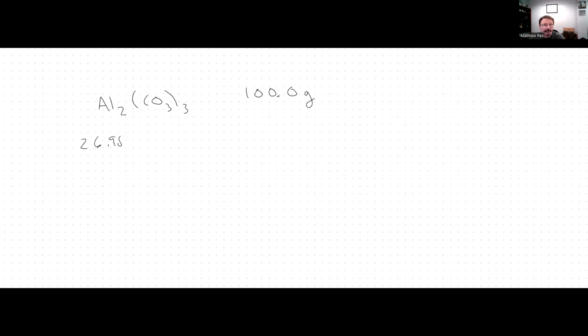So we take that times 2. Plus we have 3 carbonates, which means we have 3 of everything inside of there. So I have 3 carbons and 9 oxygens. So when we do all this, we should get something like 233.98 grams per mole.